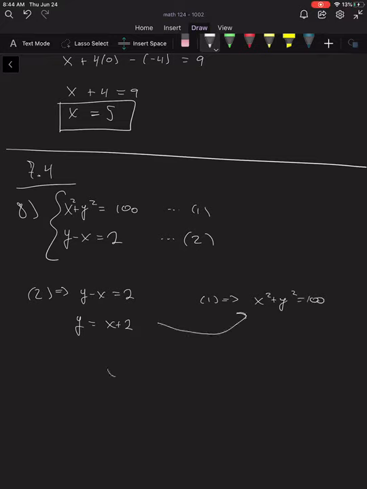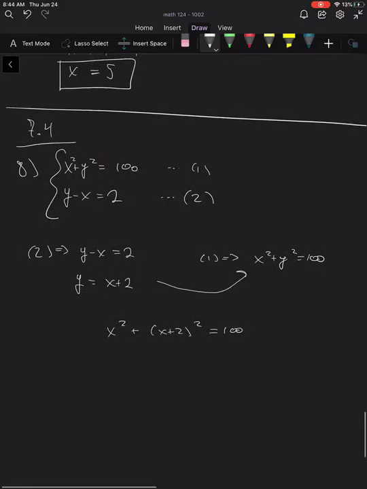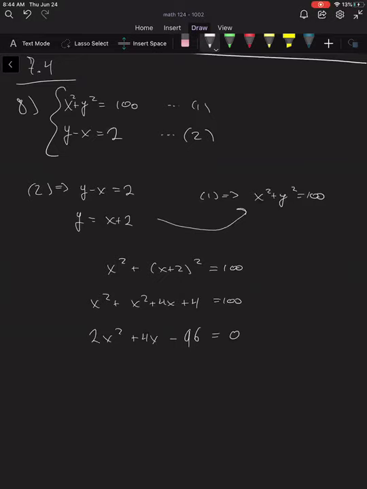So doing that, we're going to get x squared. Now y is x plus 2, so we'll have x plus 2 squared, and that's equal to 100. So what we have here is x squared plus x squared plus 4x plus 4 is equal to 100. So we have 2x squared plus 4x, and if we subtract the 100 over, it'd be minus 96 is equal to 0. Now let's factor a 2 out of everything. So x squared plus 2x minus, what is 96 divided by 2? 48. So that's equal to 0.